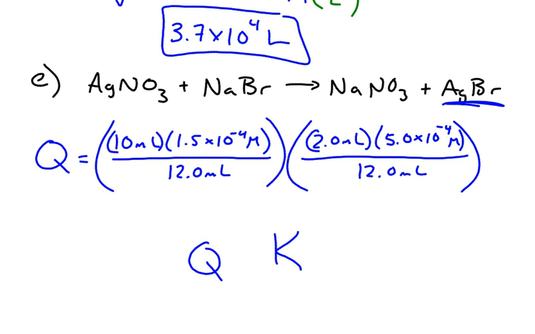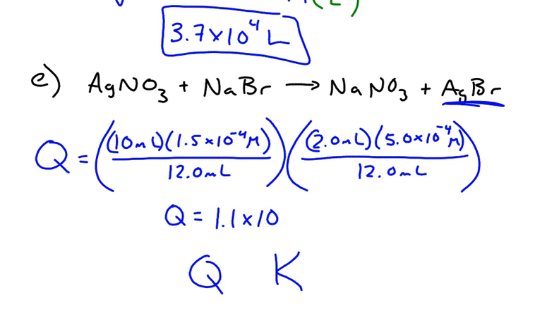You plug that in. You should have gotten something around this, I hope. So what does that mean? Larger or smaller? Greater than or less than, Q to K? Q is greater, isn't it? K is negative 13? So what does that mean? Yes or no to precipitate? Yes? I always imagine the K in the middle. So what does that mean? Q's to the right.